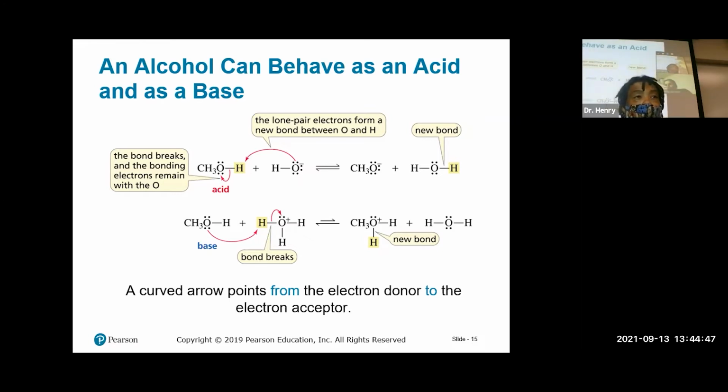So alcohols, like water, can behave like a base or an acid. So here, since this alcohol is with a base, it's going to behave like an acid. Whereas if we have the hydronium ion, it's going to behave like a base. Are you with me? You have that look. Good? You're good?